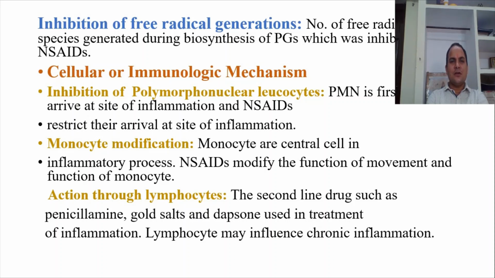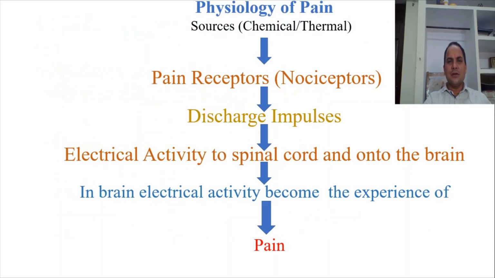Polymorphonuclear cells are the first cells to arrive at the site of inflammation, and NSAIDs restrict their arrival there. Monocyte modification: monocytes are the central cells in the inflammatory process, and NSAIDs modify the movement and function of monocytes. Action through lymphocytes: second-line drugs such as penicillamine, gold salts, and dapsone are used in the treatment of inflammation. Lymphocytes may influence chronic inflammation.